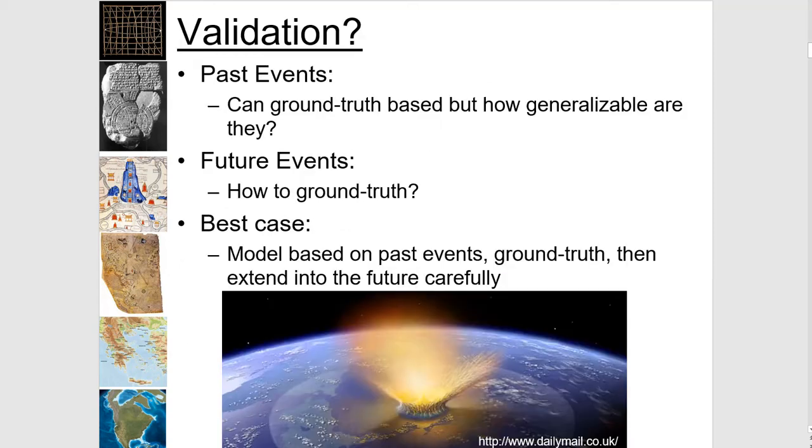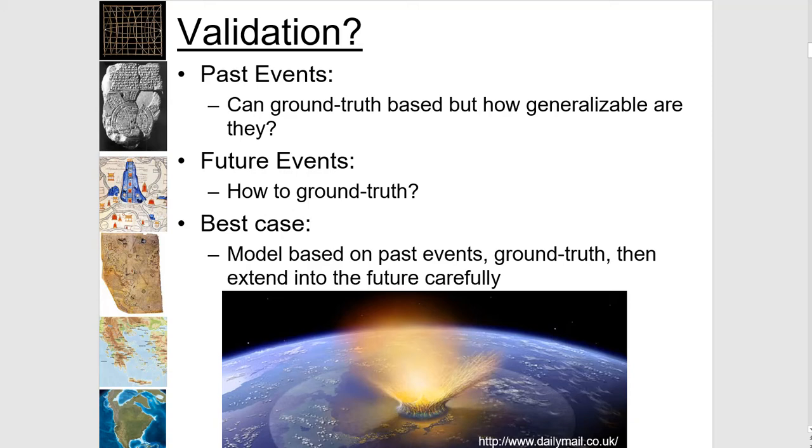So the problem is, how do you validate these? And this is really the big if for this: if you have past events, you can ground truth it, but how generalizable is it? In other words, if you can create a model that recreates an asteroid impact on the Earth that destroys the Earth, well, great. Does that recreate exactly what happened? There are lots of different things that could have resulted in the same data that we have on the Earth for past asteroid collisions. So it's not truly validatable, and that's really a big issue with these.